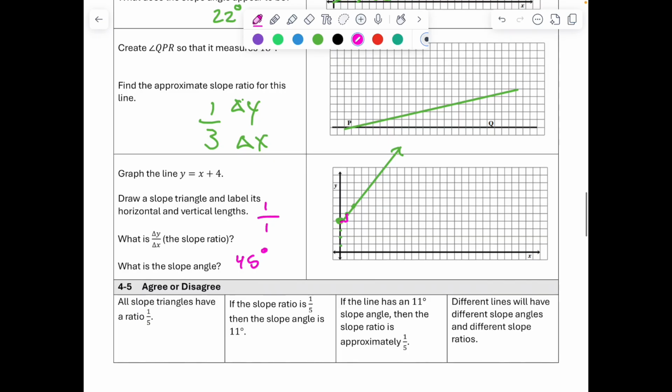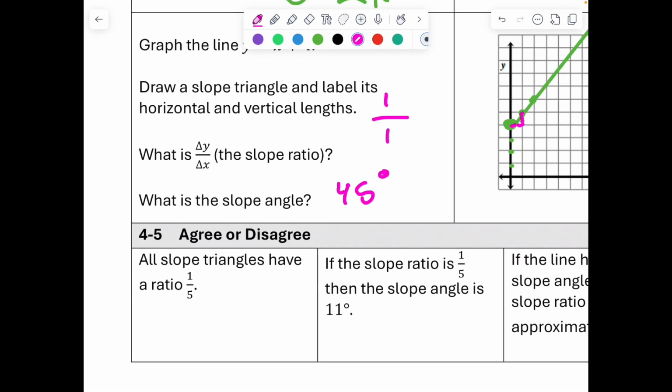So with that, all slope triangles have a ratio of 1 over 5. I would disagree with this. Because really the slope ratio is talking about the slope, right? And we know lines can have different slopes. So I'm going to say lines have different slopes.